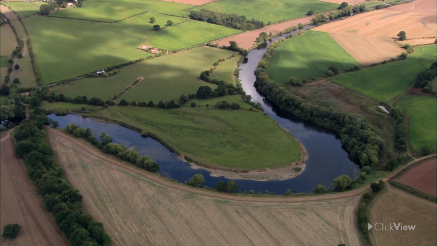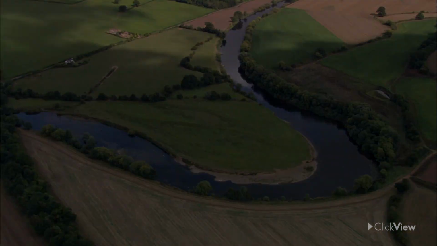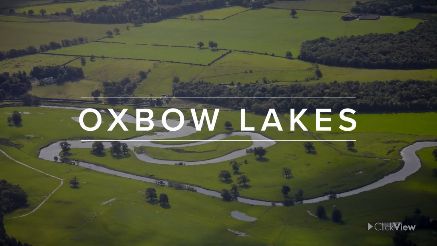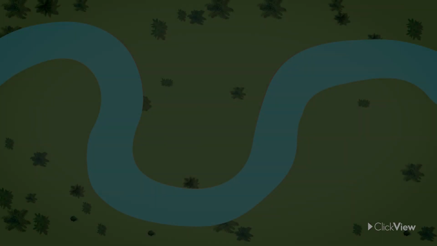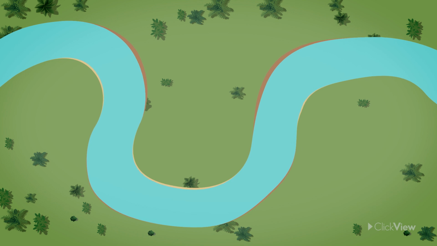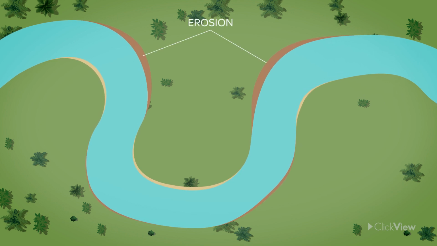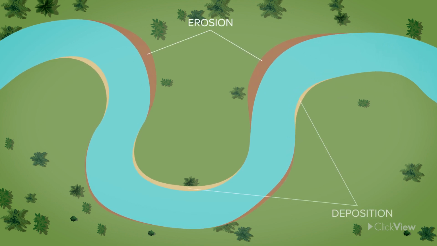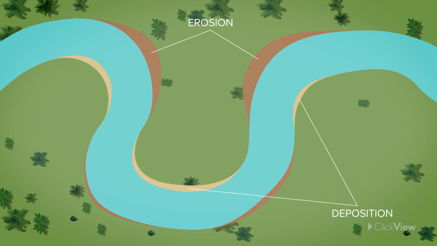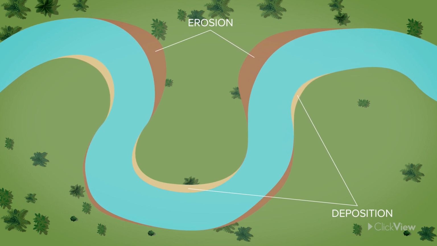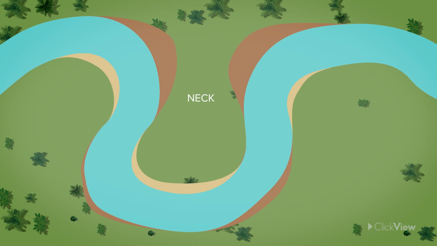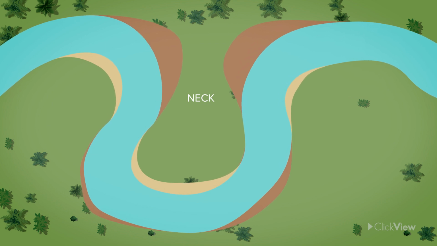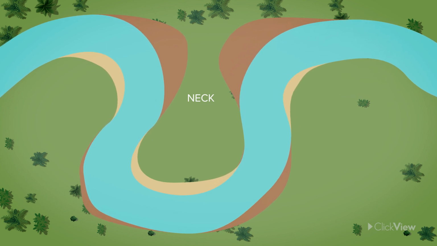Continual erosion can turn meanders into oxbow lakes. As the outer bank of the meander continues to be worn away by erosion and the inner bank increases as a result of deposition, the horseshoe bend becomes tighter and tighter. The neck of the land inside the meander narrows as the erosional processes of hydraulic action and abrasion wear away at it.